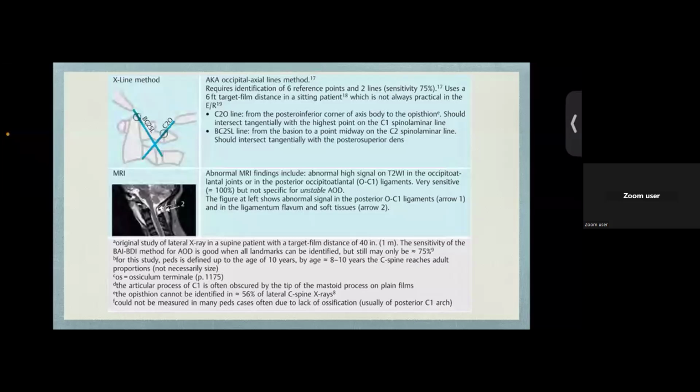Then if you choose to do MRI, abnormal MRI findings would include abnormal high signal on the T2 weighted images in the occipito-atlantal joints or in the posterior occipito-atlantal ligaments. Very sensitive, approximately 100%, but not specific for an unstable atlanto-occipital dislocation.